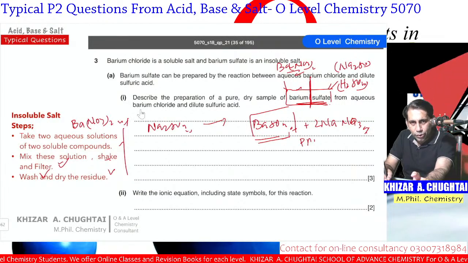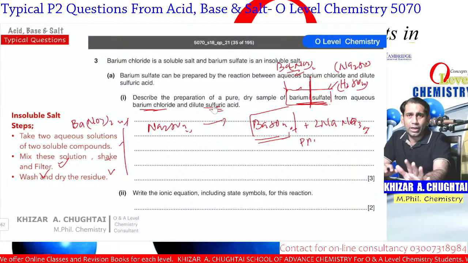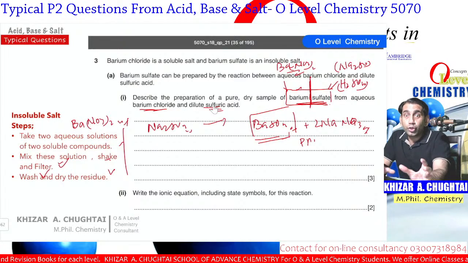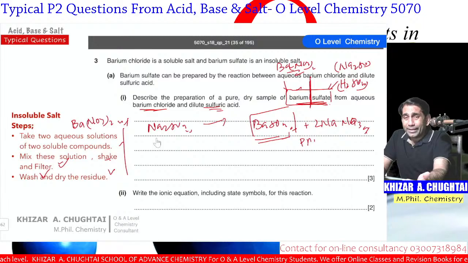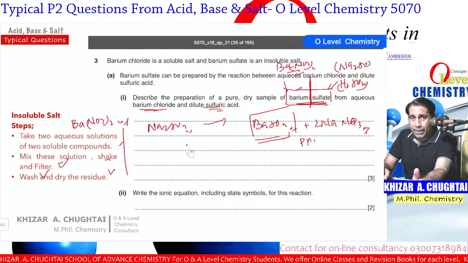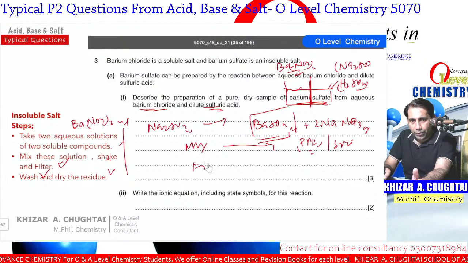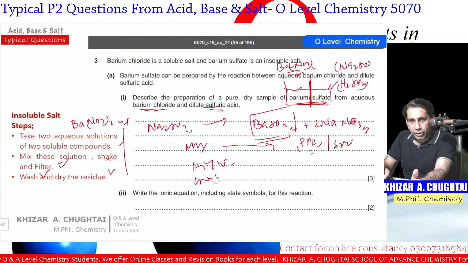In this case he is also giving us barium chloride and dilute sulfuric acid. Even if the options are not given, you should be able to choose the appropriate ones. Then you will mix them. There is the formation of a precipitate. Mix them and it will lead to precipitation. A solid will form, right? And then you will filter this solid, and then you will wash and dry, and so on.